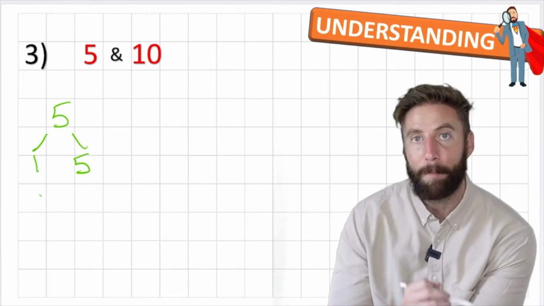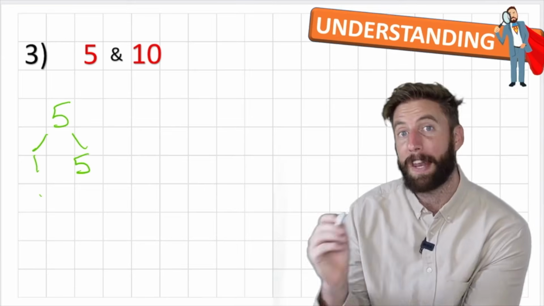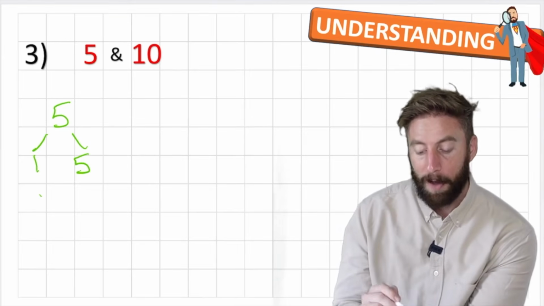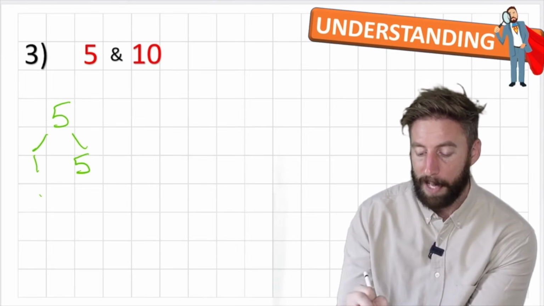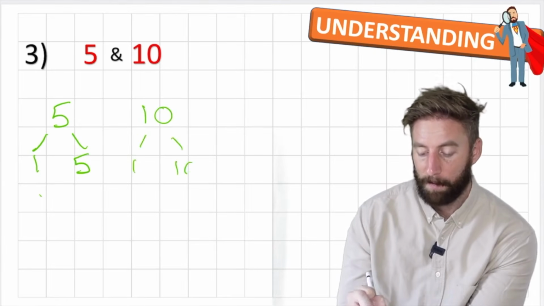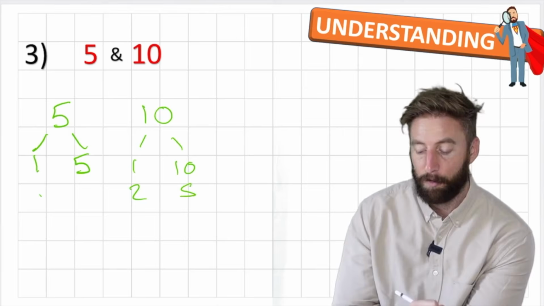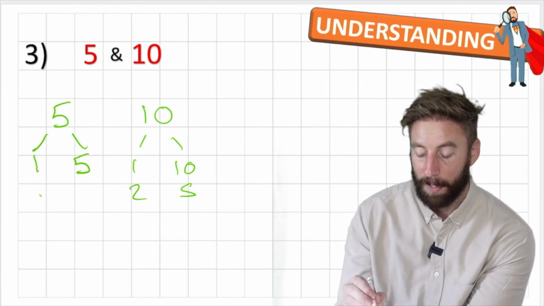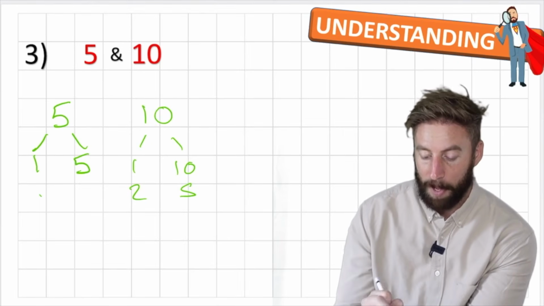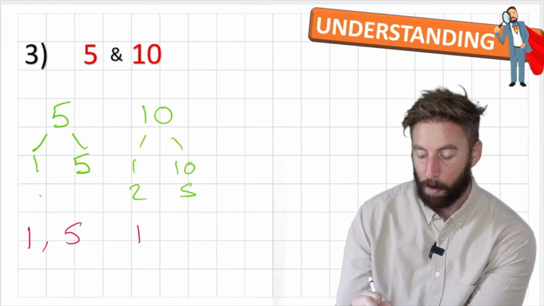That makes 5 a prime number, which we're going to talk about more in our next video. Okay, so we only have these 2. Let's see what we have for 10. I have a 1 and a 10. I have a 2 and a 5. And then I think that might be it. 3, no, 4, no, and then we're back to 5. So my factors of 5 were 1 and 5. My factors of 10 were 1, 2, 5, and 10.